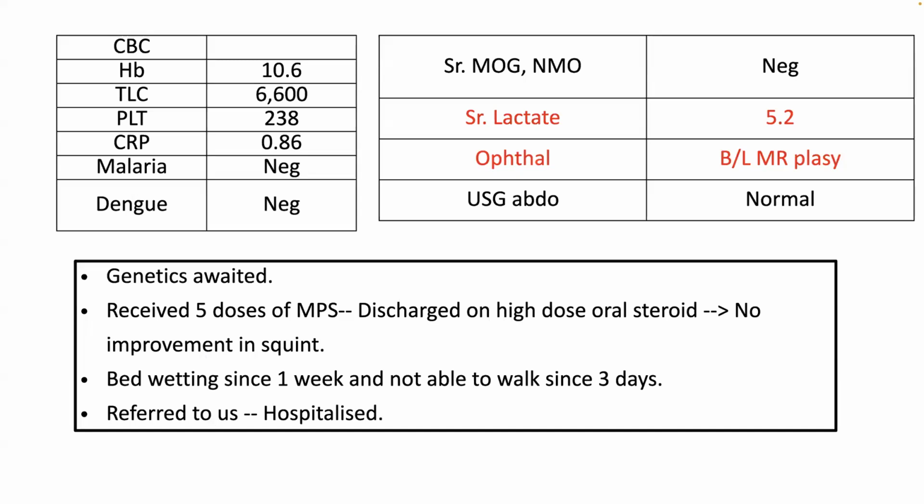Yes, sir. So here again the fever profile was normal. Serum MOG and NMO was done, which was negative. Serum lactate was slightly elevated, and ocular examination showed bilateral medial rectus palsy. To look for paraneoplastic causes, USG abdomen was also done, which was again negative. So her genetics was sent, and she was given 5 doses of methylprednisolone, and she was discharged on a high dose of oral steroid. But there was no improvement in the squint.